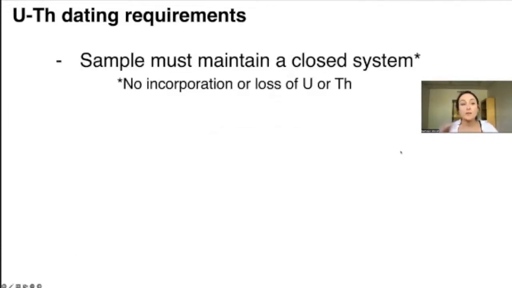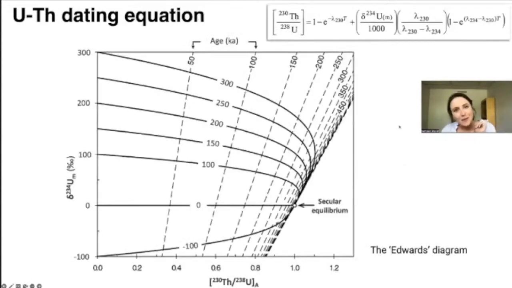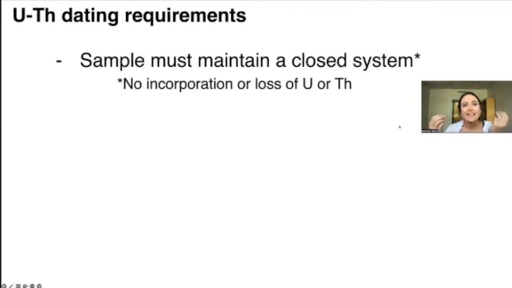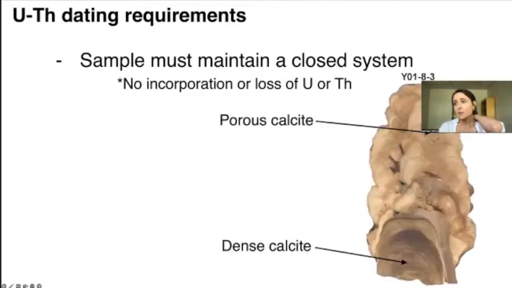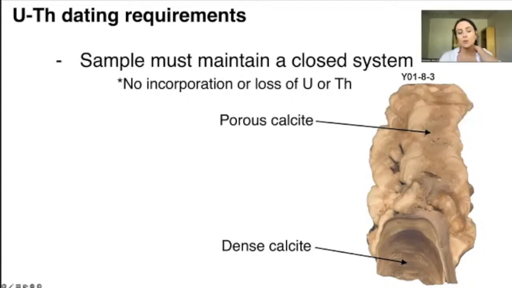Okay, so the dating equation does come with some caveats, as always, right? One of the caveats is that this equation will only work if your sample remains closed throughout its lifetime. A closed system means that there is no addition or loss of either uranium or thorium throughout the lifetime of your speleothem. So there's really no good way to tell whether your speleothem is an open or closed system based off of just looking at it. You usually have to do a little bit of chemistry to find out.